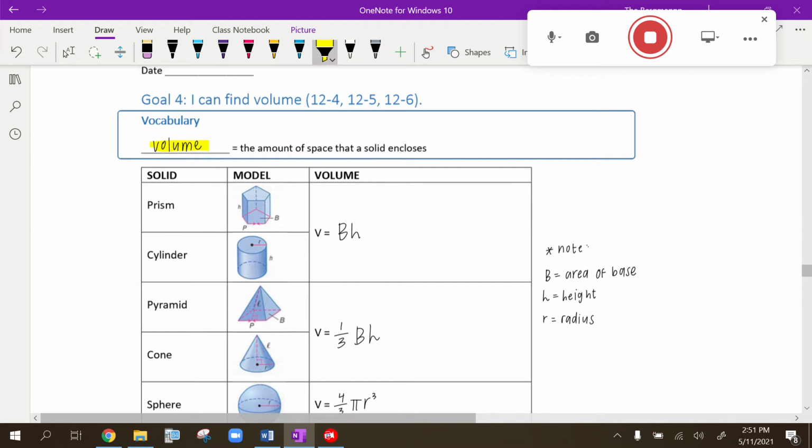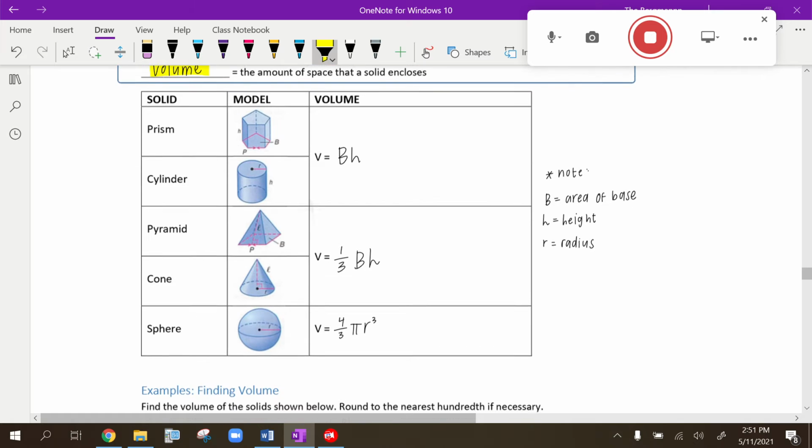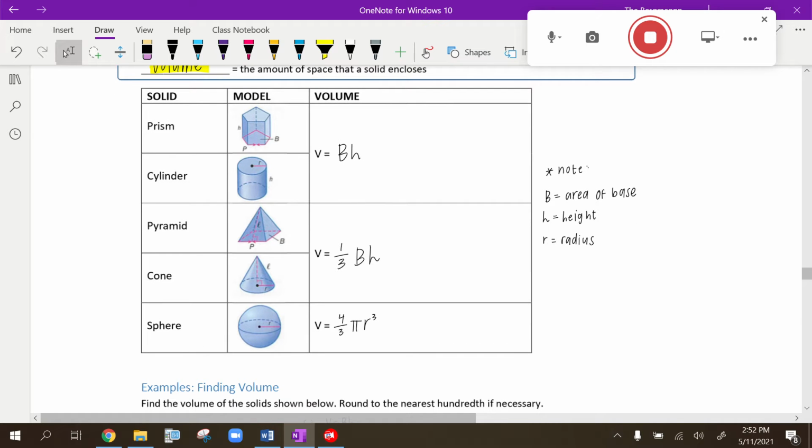Let's talk about volume. Volume is the amount of space that a solid encloses. Here are the formulas for volume. Prism and cylinder have the same formula for volume. Note that capital B stands for the area of the base, and H has to be the height of the whole prism or cylinder. Pyramid and cone also have the same formula for volume. And then sphere has this formula, where R represents the radius.